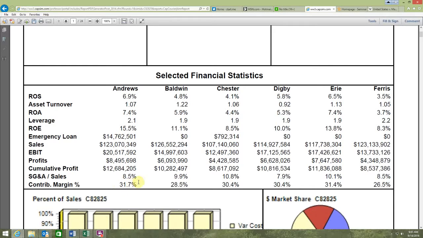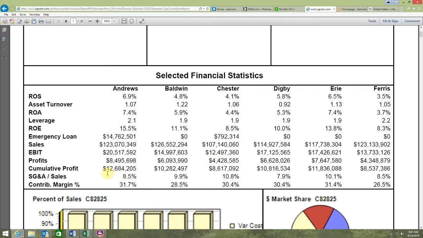And it's the opposite of the contribution margin. Contribution margin you want bigger. SG&A to sales margin you kind of want smaller. And the reason I say kind of is because if you get too small, you're not going to generate sales. It's a number though that relates to efficiency.